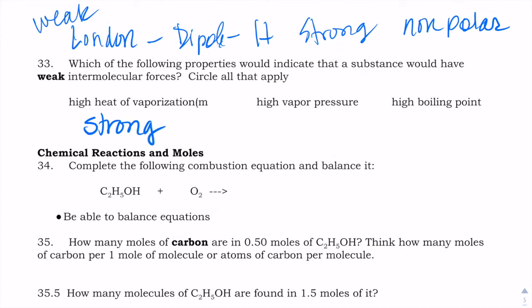A high vapor pressure. Vapor pressure is the pressure in an enclosed substance. When we did the ideal gas law, we had to take into consideration the water vapor pressure. If something evaporates easily, it's going to have a high vapor pressure. So again, if it can evaporate easily, it's going to have weaker forces.